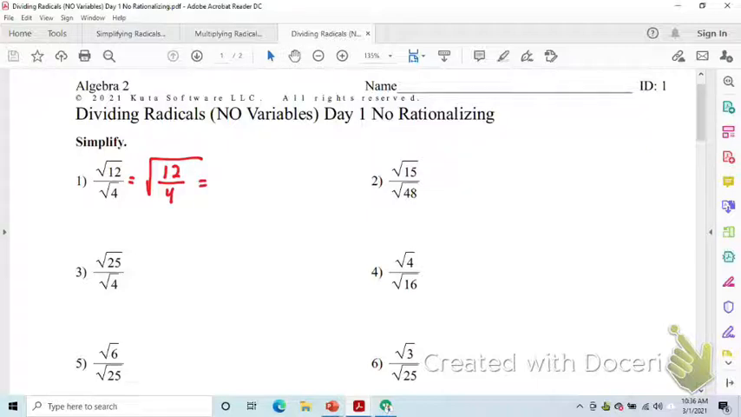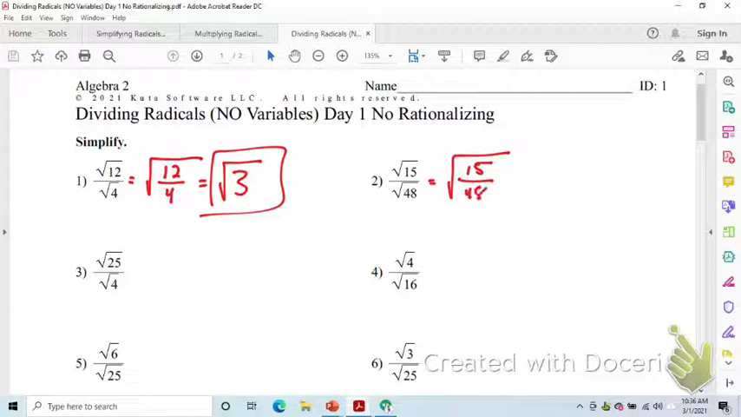That's how I'm going to choose to look at this, because what's 12 divided by 4? It's 3. All we have to do is make sure to put a root over it. Can we simplify it further? No. We're done.